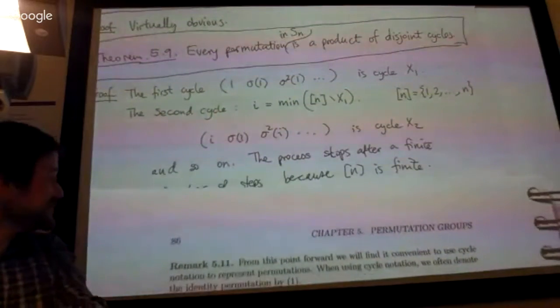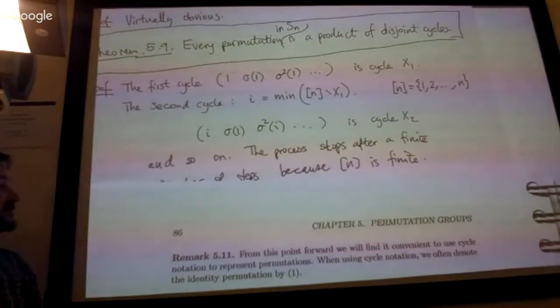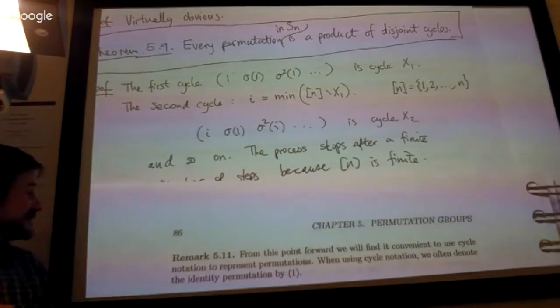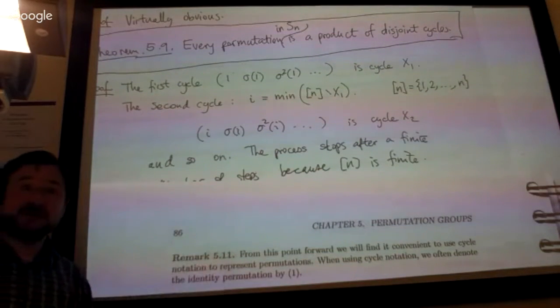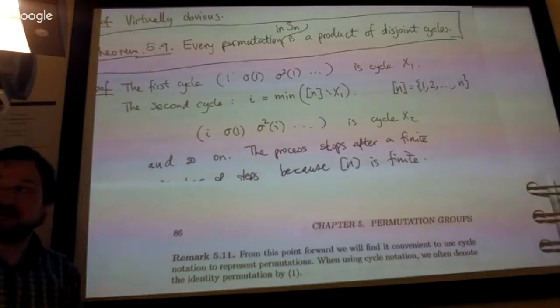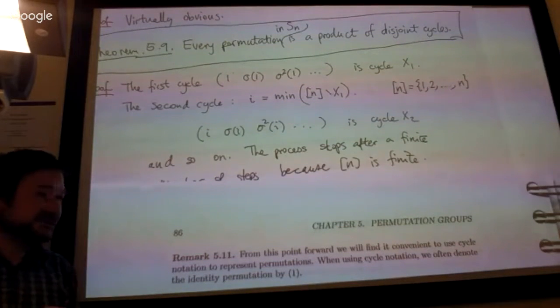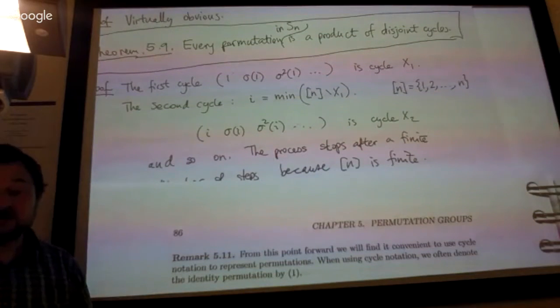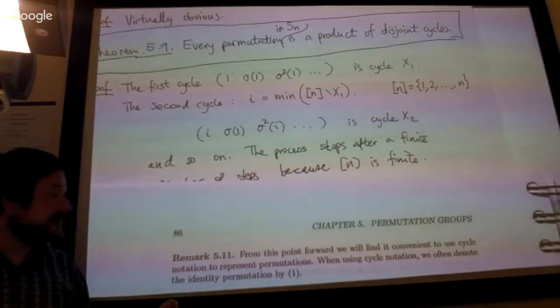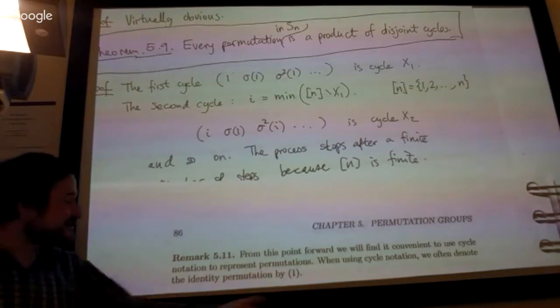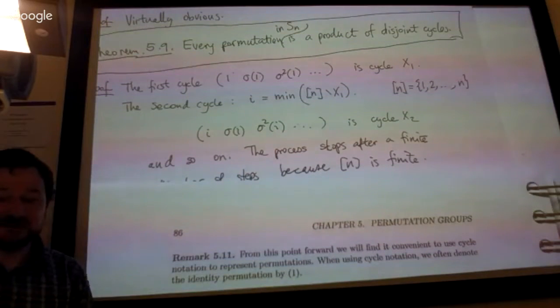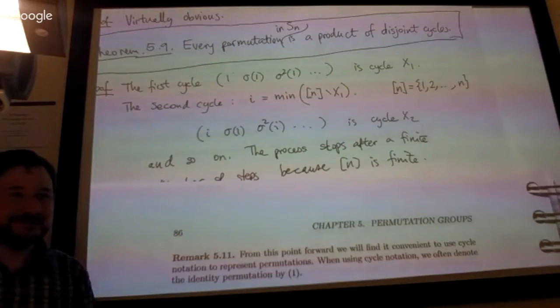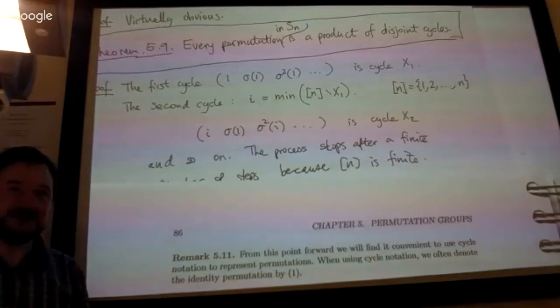So we mark 5.11, which reads: from this point forward, we will find it convenient to use cycle notation to represent permutations. When using cycle notation, the identity, how do you write it? Because the identity is just 1, 2, 3, 4, all cycles of length 1, and we said that we don't write cycles of length 1. So we wouldn't write anything. So in that case, we'll write just a cycle for the 1. But it's just a convention. It doesn't really matter much.